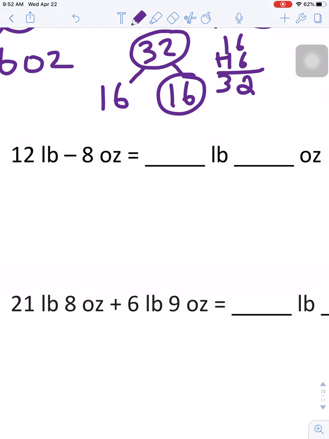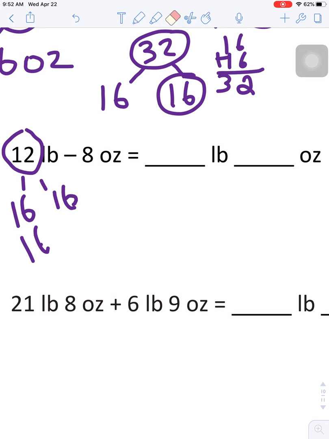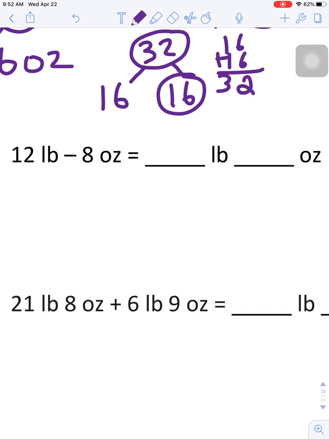I could convert all of this into ounces. That would be a lot of math. I would have to do 16, 12 times. 16, 16, 16. I don't have enough room for all of that, so I'm not going to do that. What I'm going to do instead, to save a little bit of space, is similar to our last unit when we were doing our mixed numbers, where I would just take one of them.